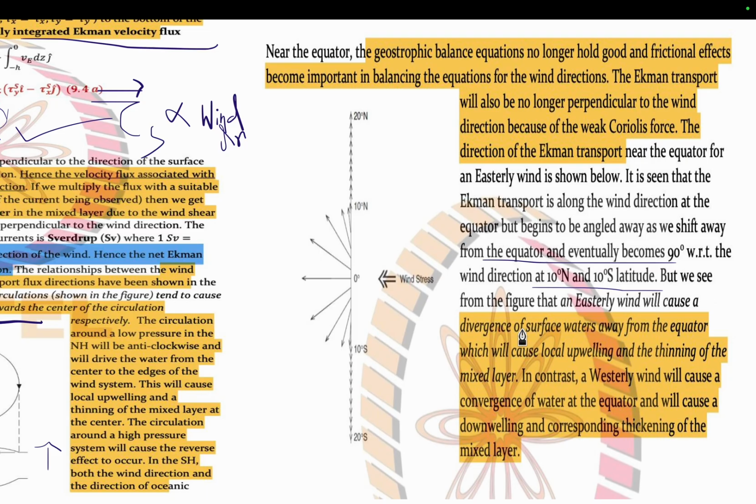But we see from this figure on the left side that the easterly wind will cause a divergence of surface water away from the equator, which will cause local upwelling and thinning of mixed layer. In contrast, westerly wind will cause convergence of water at the equator and will cause a downwelling and corresponding thickening of mixed layer.